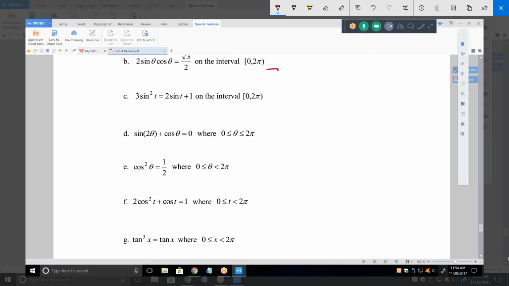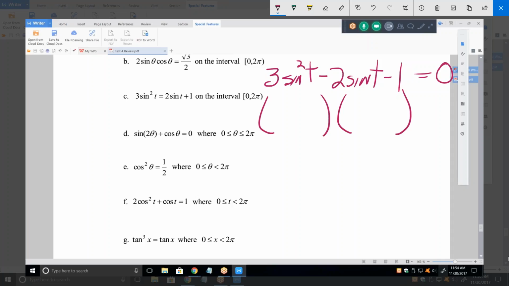So I'm going to have 3 sine squared of t minus 2 sine t minus 1 equals 0. Now, how are we going to solve this quadratic? How do you solve quadratics in general? Factor. Okay. What goes first step of factoring?